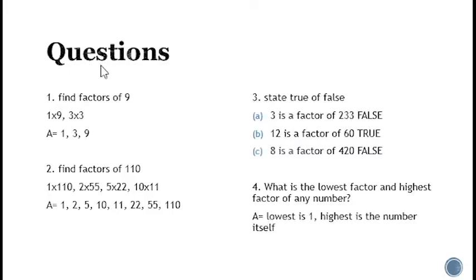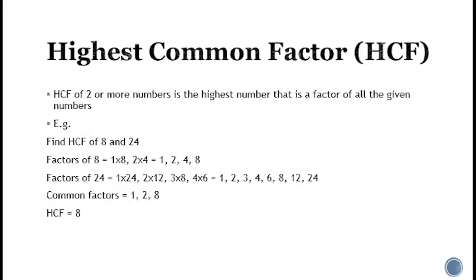Question 4 is quite an interesting fact about factors because 1 times any number will give you that number. HCF. This together with LCM are quite popular questions in IGCSE past papers. At least they were when I was doing my IGs, but it's better to be careful. So HCF of 2 or more numbers is the highest number that is a factor of all the given numbers.